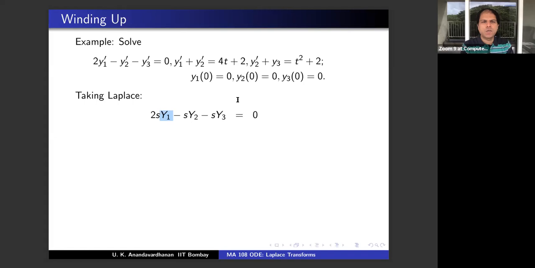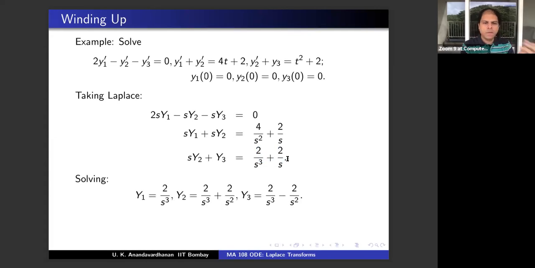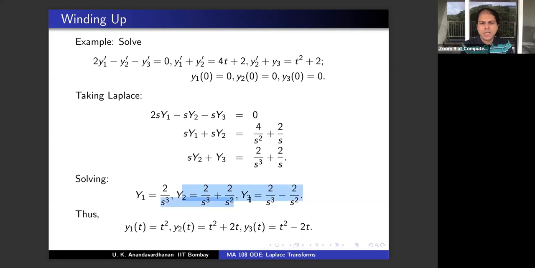So you get the first equation. Second equation will be sY1 plus sY2, because you know y2(0) is 0, etc., equal to 4 by s square plus 2 by s. And similarly, third, you will get sY2 plus Y3 as 2 by s cube plus 2 by s. And solve this. Solving, you get Y1, Y2, and Y3. And therefore, you have got the answers as y1(t) is t square, y2(t) is t square plus 2t, y3(t) is t square minus 2t. Very, very powerful method.